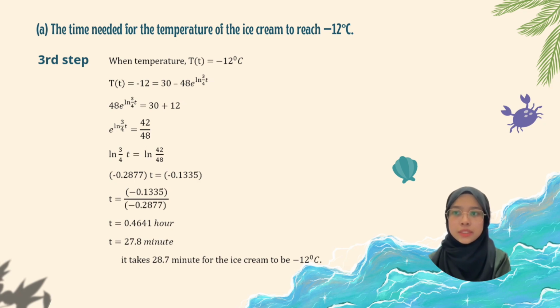We get negative 0.2877t equals negative 0.1335. To find t, we divide negative 0.1335 by negative 0.2877. And t we get 0.4641 hour. We change it to minutes and we get t equals 27.8 minutes. So the final answer is it takes 27.8 minutes for the ice cream to reach negative 12 degrees Celsius.